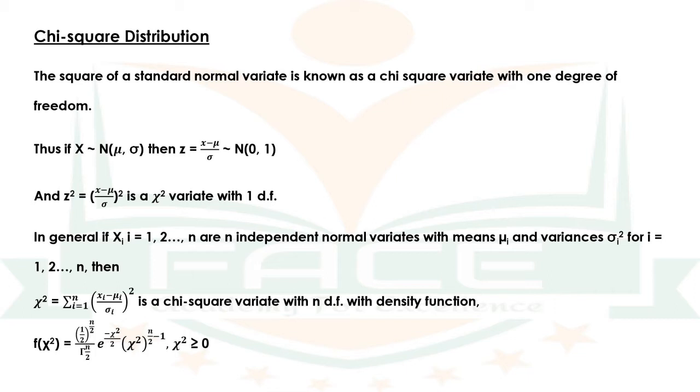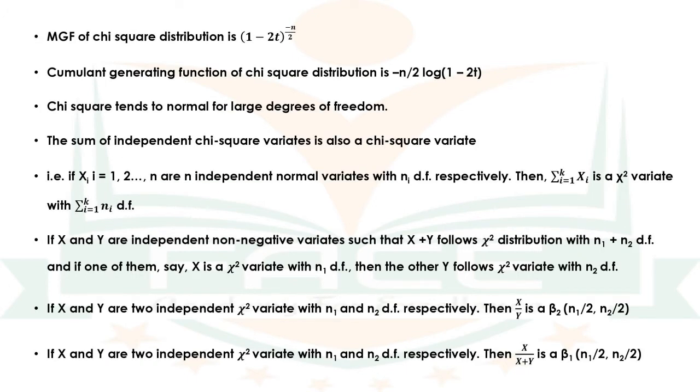So in general, if xi for i equal to 1 to n are n independent normal variates with means mu i and variances sigma i square, then chi-square is equal to summation i equal to 1 to n of ((xi minus mu i) by sigma i) the whole square, which is a chi-square variate with n degrees of freedom with density function f of chi-square equal to 1 by (2 raised to n by 2) divided by gamma of n by 2, e raised to minus chi-square by 2, chi-square raised to (n by 2 minus 1), where chi-square is greater than or equal to 0.